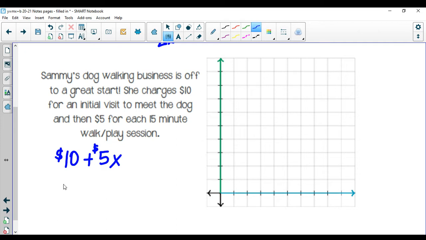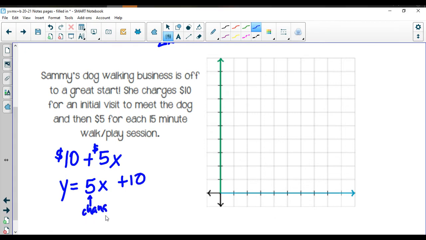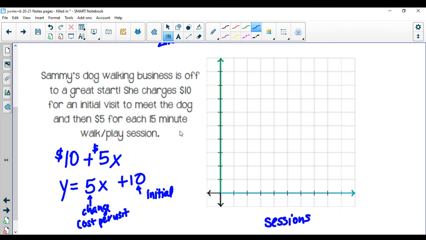So we're going to flip this around, and we're going to actually turn this into an equation. y equals 5x plus 10. The 5 is going to be our change value, and that's our cost per visit for Sammy. And that $10 that we have there is our initial visit. So when we look across our x-axis, these are going to be our sessions that she has. And then up on this y-axis, this is going to be her charge in dollars. So noting that she starts at $10 and everything goes up by 5, I'm going to count by 5s going up on this axis. So labeling those.